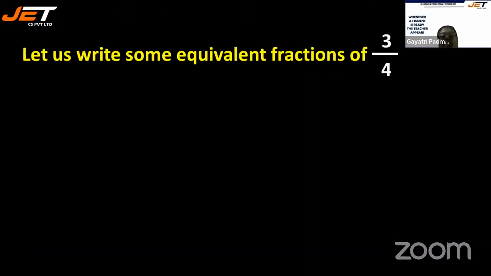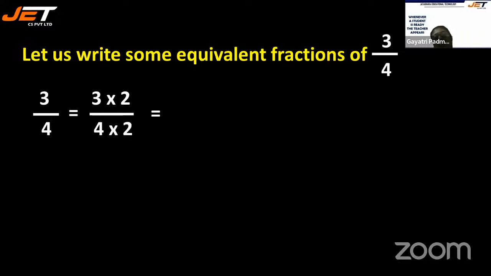Now let us write some equivalent fractions. How do we write the equivalent fractions of this? We just have to multiply by a number, and we should multiply both numerator and denominator by the same number. For example, here we have taken 2. So 3 twos are 6, 4 twos are 8, so it becomes 6 by 8. Next, we have again 3 by 4.